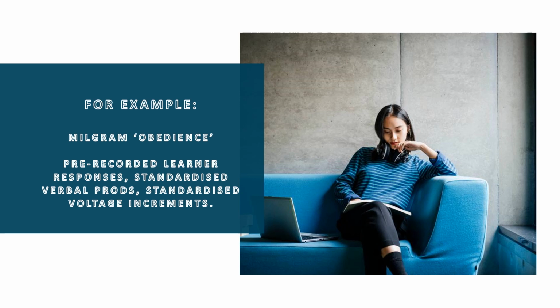So looking at our first example, that's Milgram's studies of obedience, his baseline 5 and any variations that you've covered. So to standardise his procedure, he used pre-recorded learner responses that were played at various stages through the process. He had standardised sets of verbal prods for the authority figure to give to the teacher to encourage them to continue. And he also used things like standardised voltage increments so that each time every participant had to increase the voltage by 15 volts at a time.